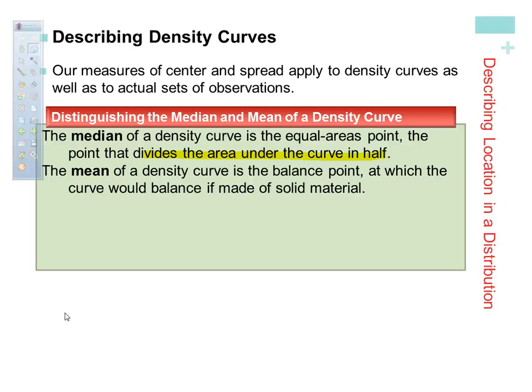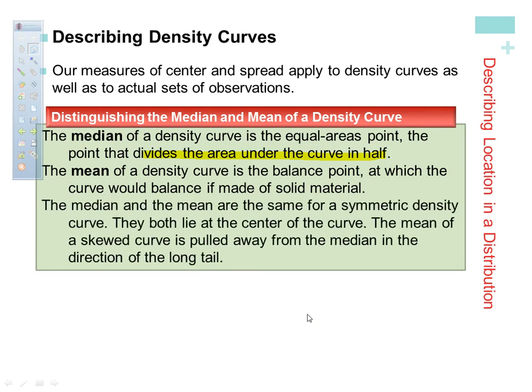If I were to take that density curve and make it out of metal or wood, then the mean would be that place where I can put that density curve on the tip of a pencil and it would be perfectly balanced. Okay? The median and the mean, if it's a symmetric density curve, just like a symmetric distribution, should be the same. The percent should be cut in half at the same place where you would perfectly balance that curve.